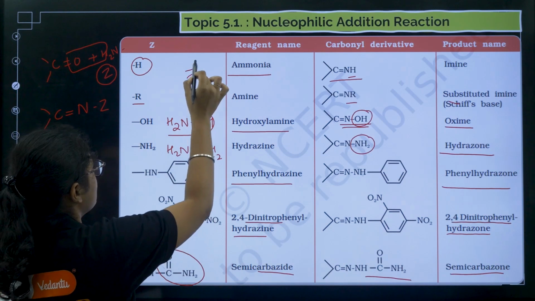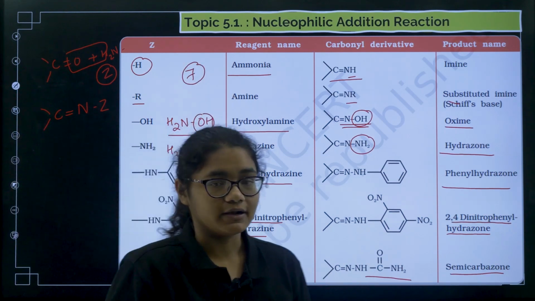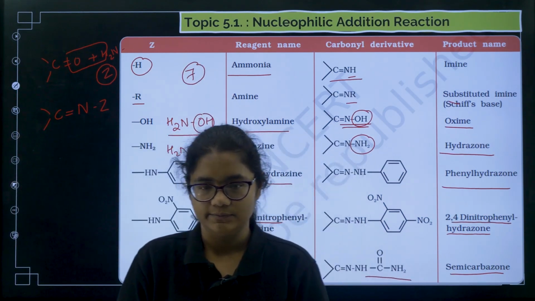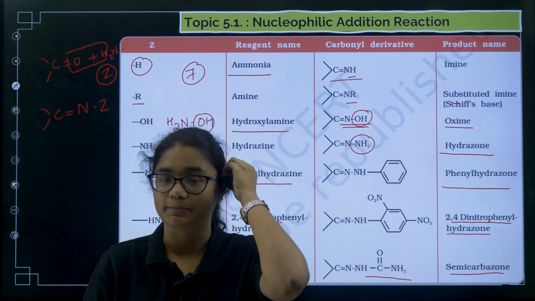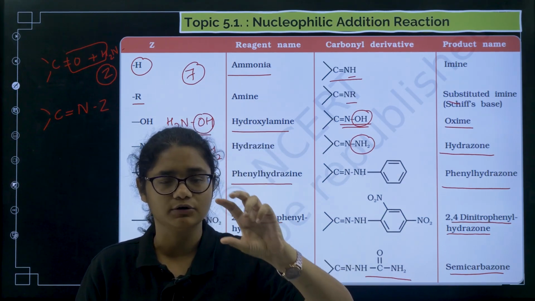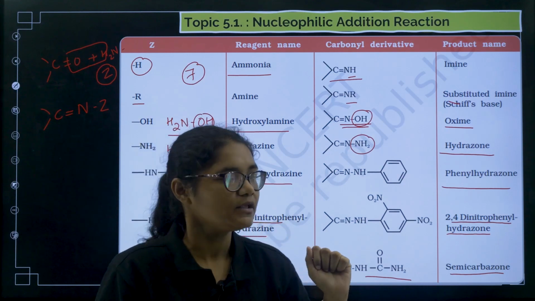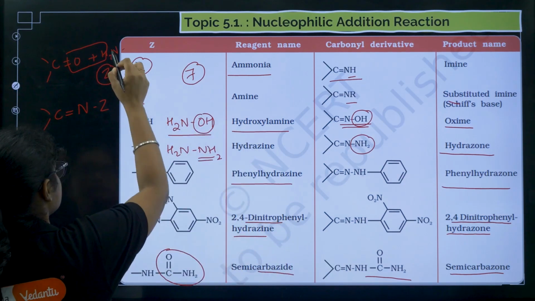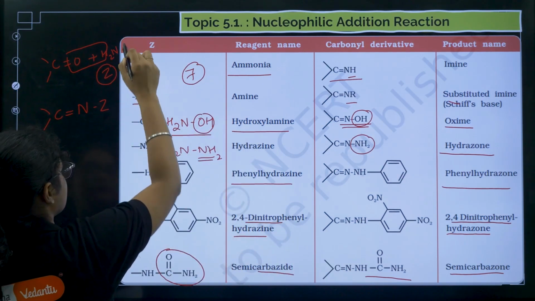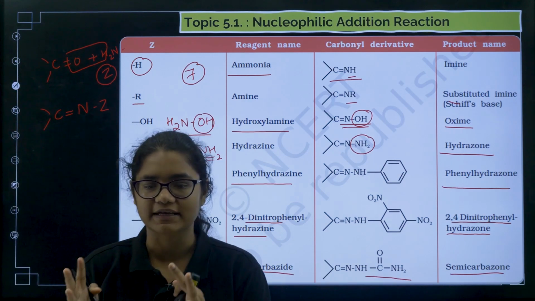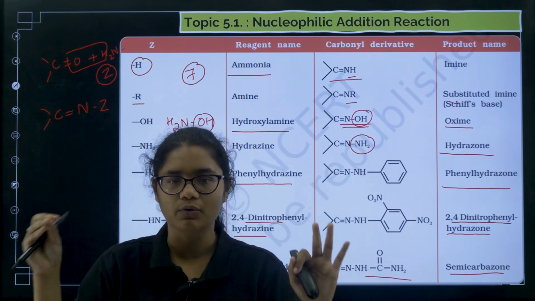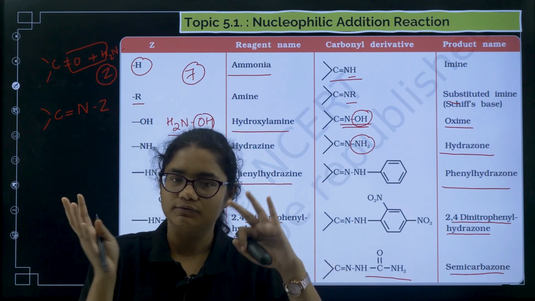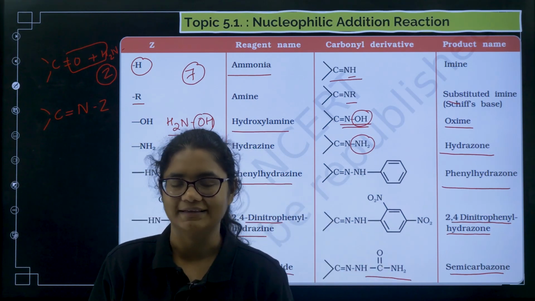So 7 reactions we have under ammonia and its derivatives. Clear? These reactions are very, very important, so please prepare them, but it's very simple, you just need to write it correctly. Whenever you are writing, make sure you remember the NH2Z format. Z can be attached, H2 will go, and NZ will be the product. Whatever the Z is, just keep it there as it is.